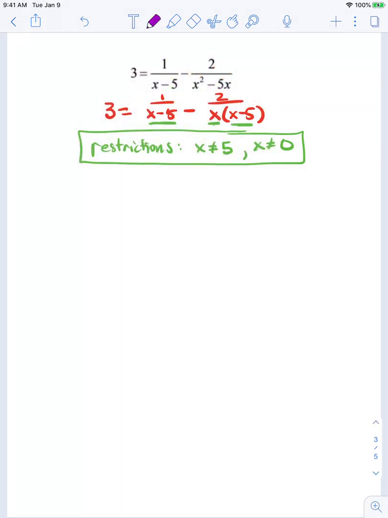So my LCD, I need to include the x minus 5 and the x. So my LCD is just x times x minus 5. Multiply both sides of the equation by x times x minus 5.